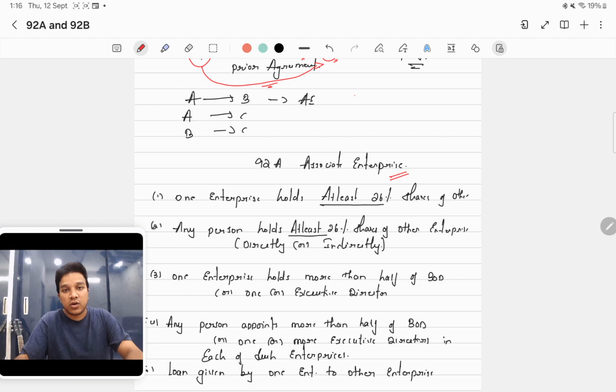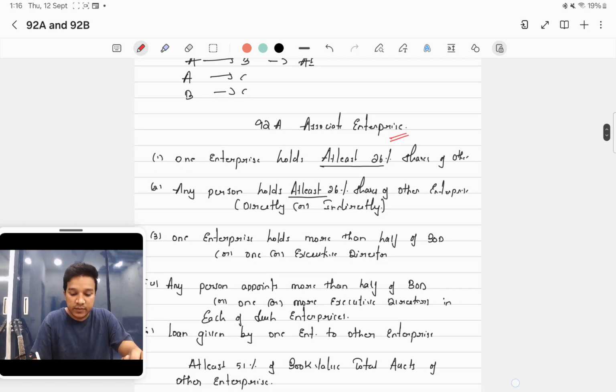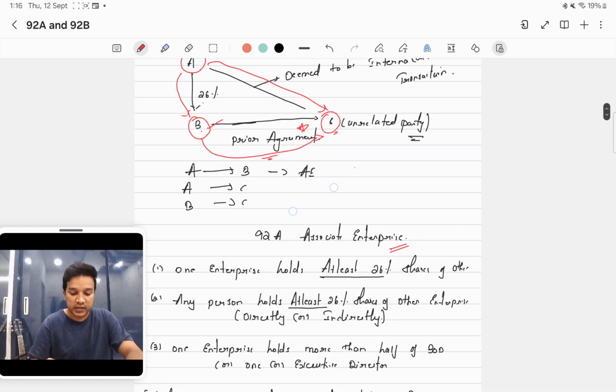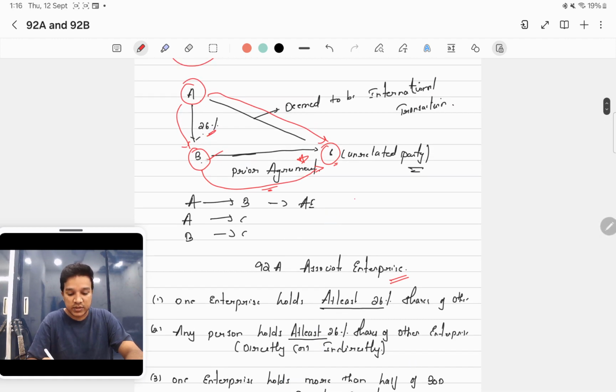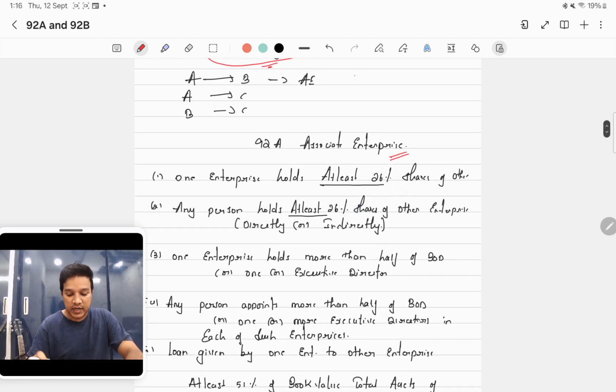Now 92A, sorry, it talks about associate enterprise. When do you treat both enterprises to be associate enterprises? First and foremost, it says that one enterprise should hold at least 26% of shares in the other. In this example, A is holding 26% shares in B, so they both became associate enterprises. So that is the thing.